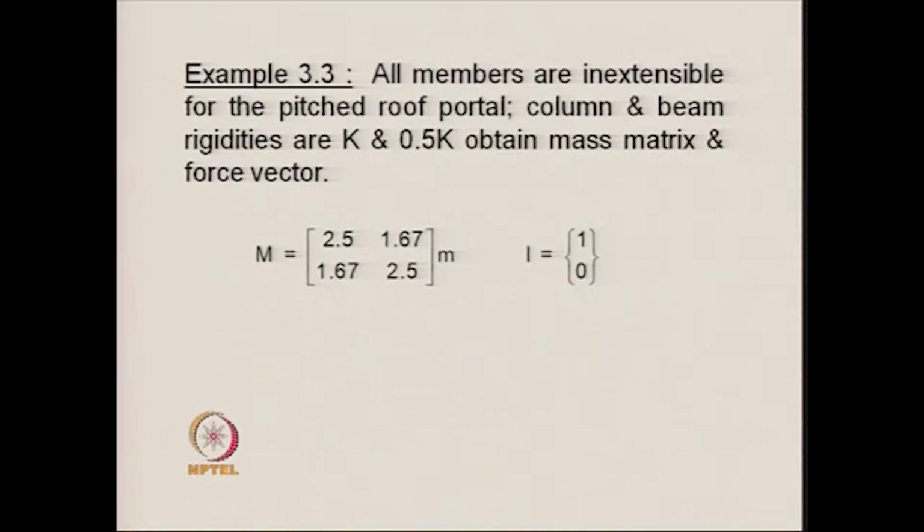We continue with that to show that for other kinds of structures this scenario may also happen, that is, the point lumped mass matrix may be a coupled mass matrix in place of a diagonal mass matrix. For that we take the example of a pitch roof portal frame, and the mass matrix is shown here. The mass matrix here is a coupled mass matrix, that is, the off diagonal terms are not 0, they have some value, and the influence coefficient vector corresponding to that is 1 and 0.